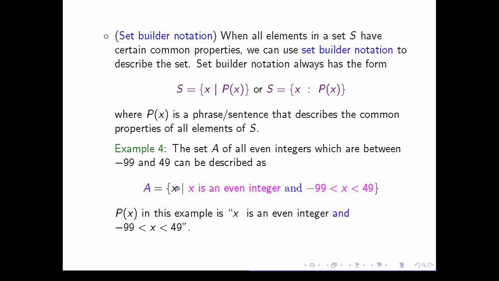So then obviously this X, whatever X is, has to be an integer, an even integer, and it has to be between -99 and 49. So this is the best way to describe the above set. It's very compact and clearly gives the reader enough information to know which members are in A. So the phrase "X is an even integer and between -99 and 49" is the P(X) in this case.